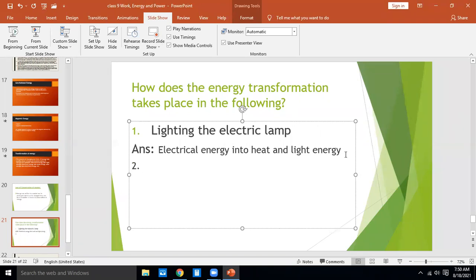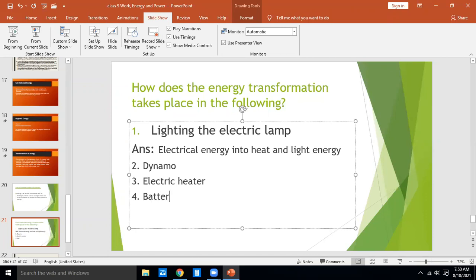Second, I'm writing here dynamo. Can you answer? Dynamo: mechanical energy into electrical energy. Exactly, very good. Mechanical energy into electrical energy. Electric heater: electrical energy into heat energy. Exactly. Electrical energy into heat energy.